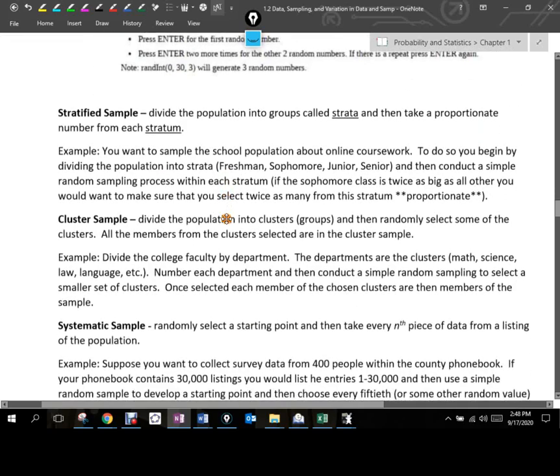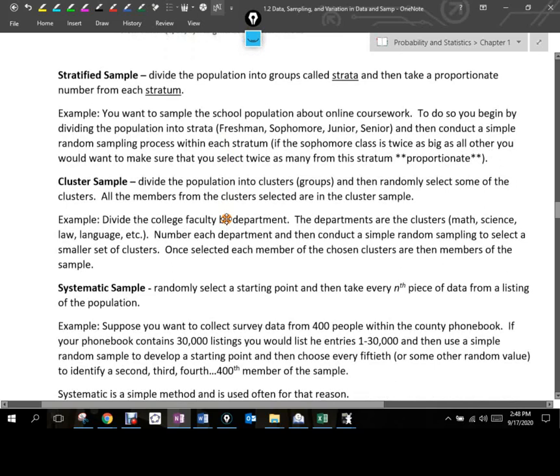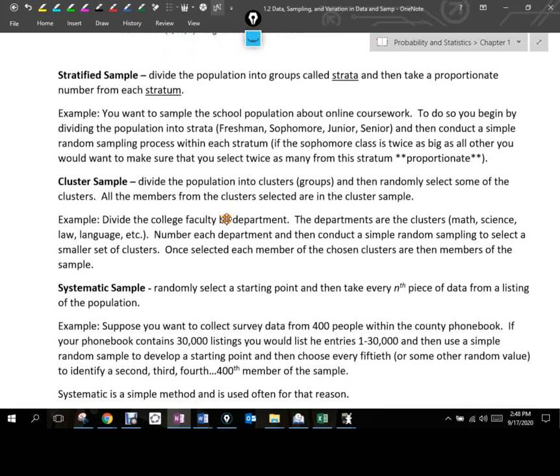Okay. So there's a couple other techniques that we talk about that might help with the sampling process, but there might be some issues with these. Like we said, there's pros and cons to them. One of them is called stratified sampling. Stratified means you're going to break things up into groups, but they're already predefined groups for us. So it says divide the population into groups called strata, and then take a proportionate number from each stratum.